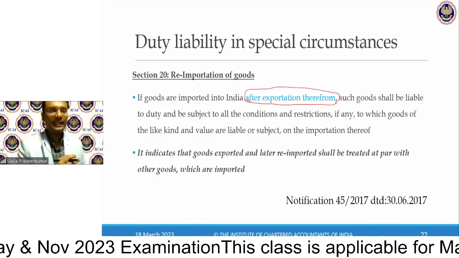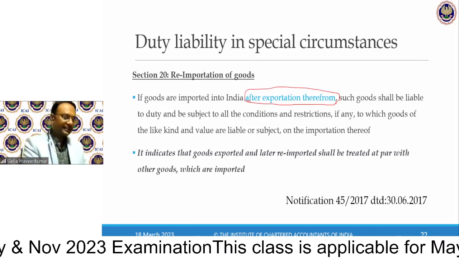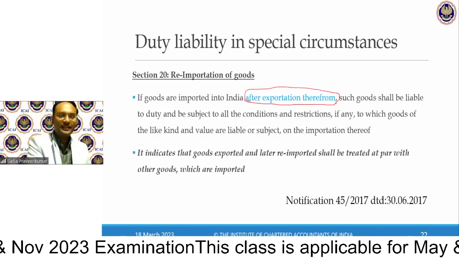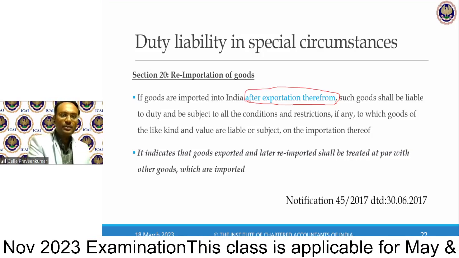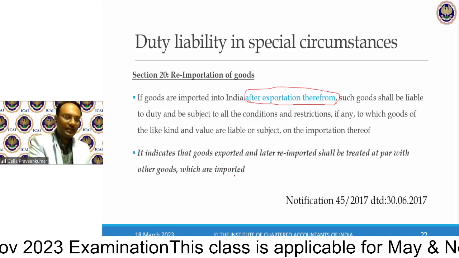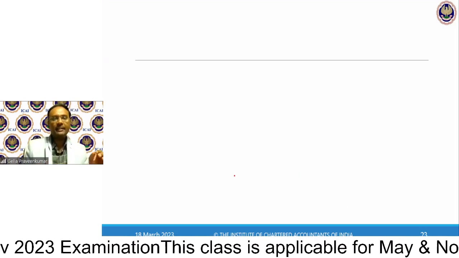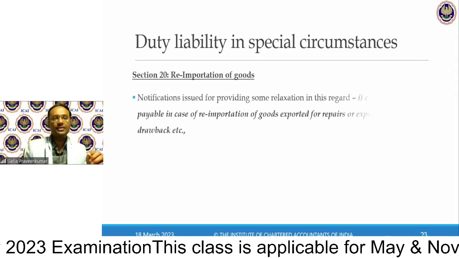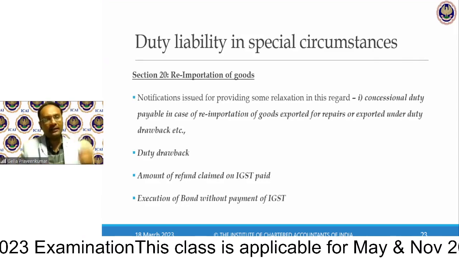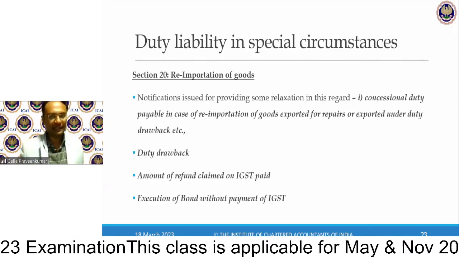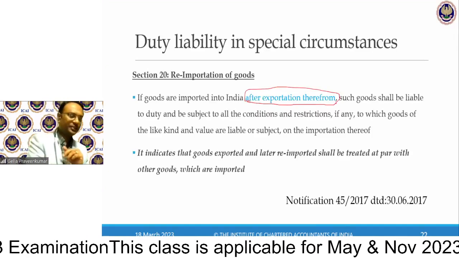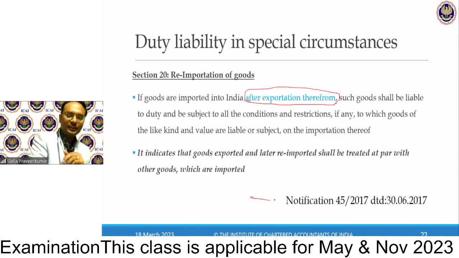Such goods shall be liable to duty and be subject to all conditions and restrictions to which goods of like kind and value are to be subjected. It indicates that goods exported and later re-imported shall be treated at par with other goods. Now, it is going to create imbalance, where this notification comes to the rescue and says, don't worry, I give you a one-time relief. What is that one-time relief? Please look at this notification, 45 of 2017.